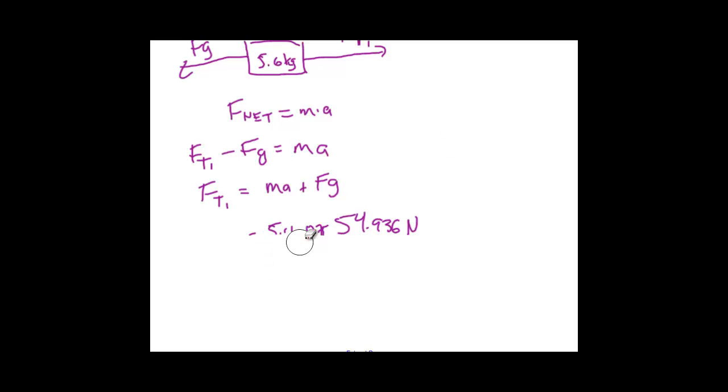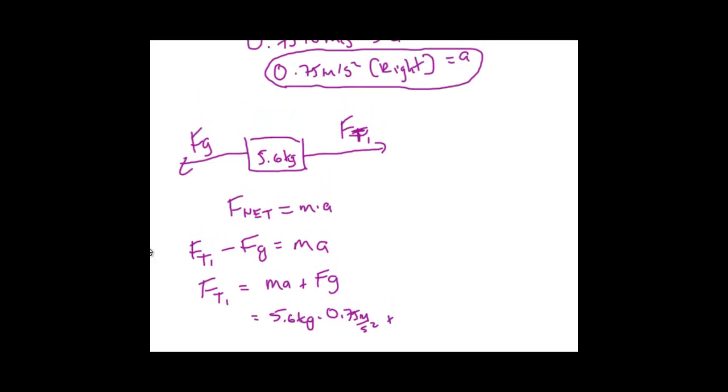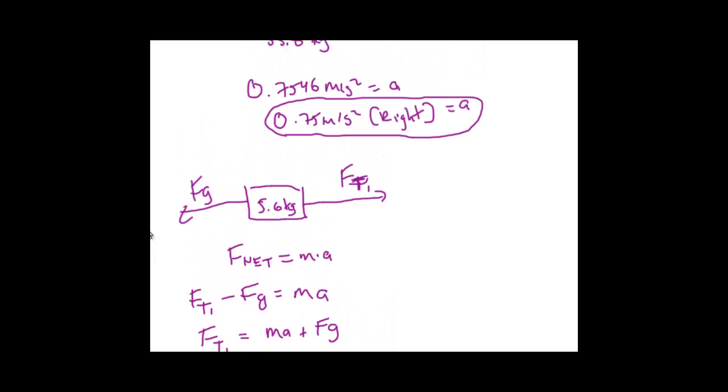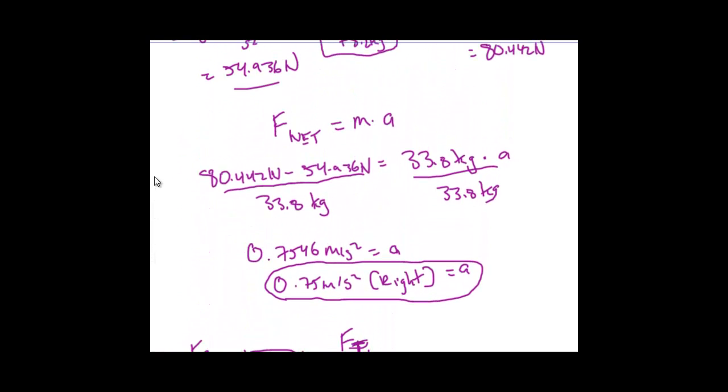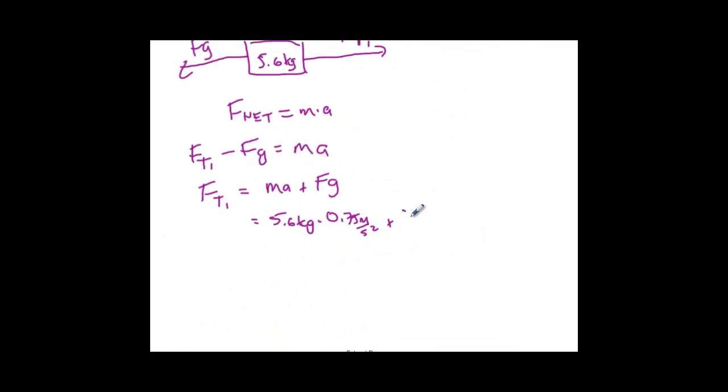Okay, I need to fix that. There's not enough room in there for all that. Let me try that again. The mass of the bucket, 5.6 kilograms. The acceleration, we just found this, 0.75 meters per second squared. And the force of gravity acting on it would be, where was it? 54.936.